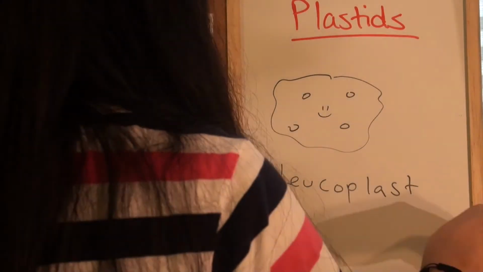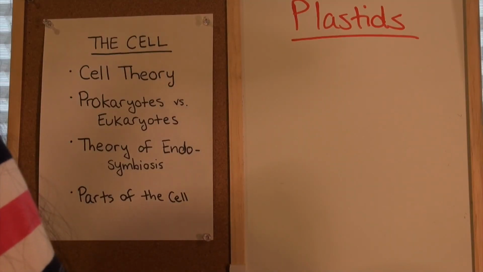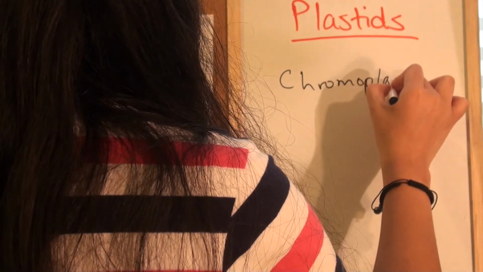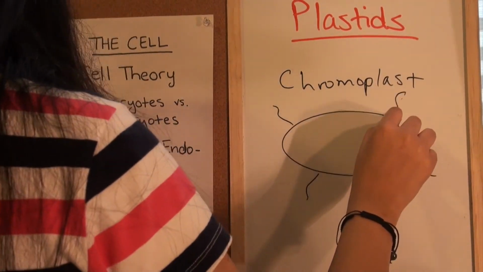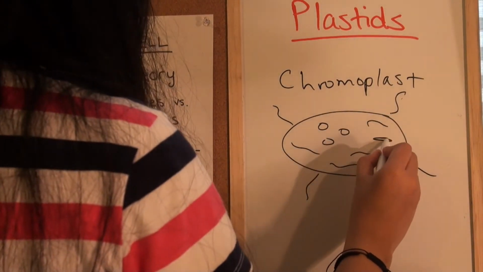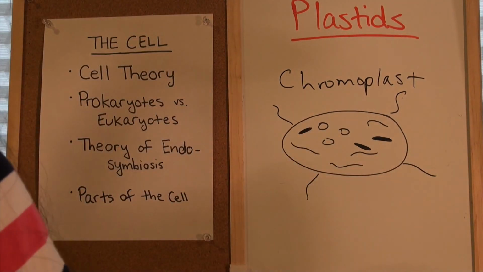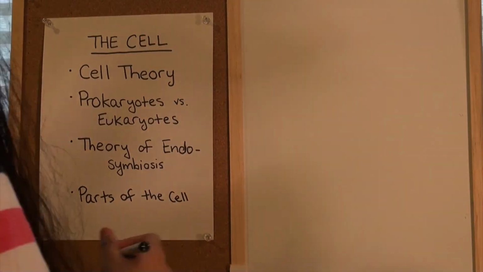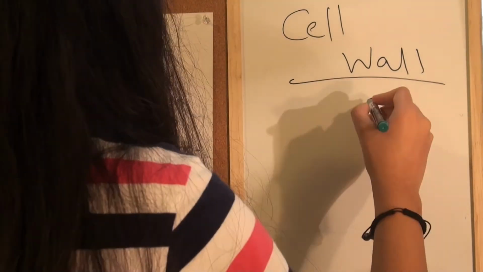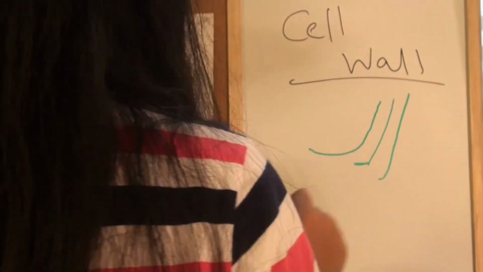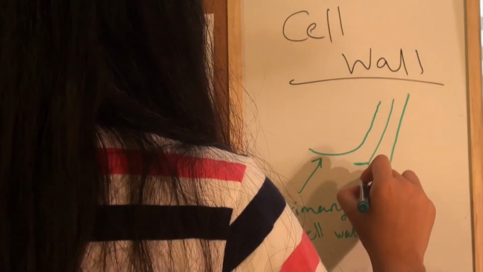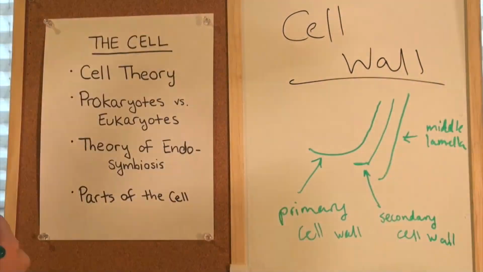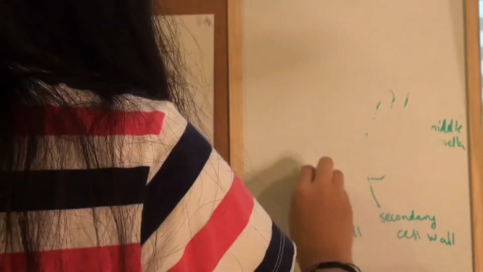Leucoplasts, on the other hand, are colorless. They store starches and are found in roots such as turnips and potatoes. Chromoplasts are carotenoid pigments which give carrots their orange color. We also have the cell wall. In plants, the wall is made up of cellulose, while in fungi, it is made up of chitin. It is split into 3 layers, the primary, secondary, and middle lamella.